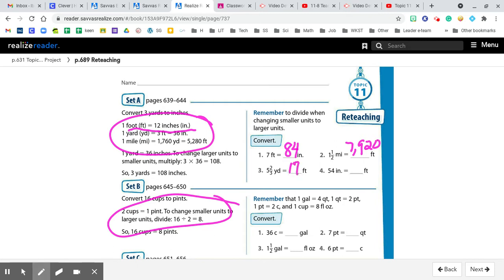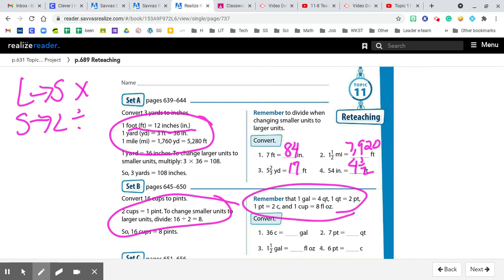So 5 2/3 of a yard, you're going to wind up with 17 feet. And 54 inches, going to feet, I'm going from smaller to larger, so I'm dividing by 12, and I'm going to get 4.5. And don't forget, large to small, we multiply, small to larger, we divide. Don't forget that.